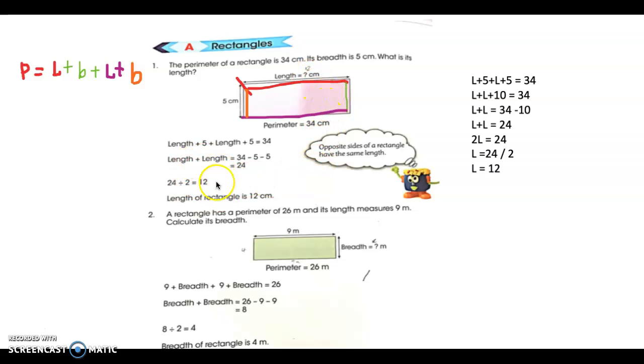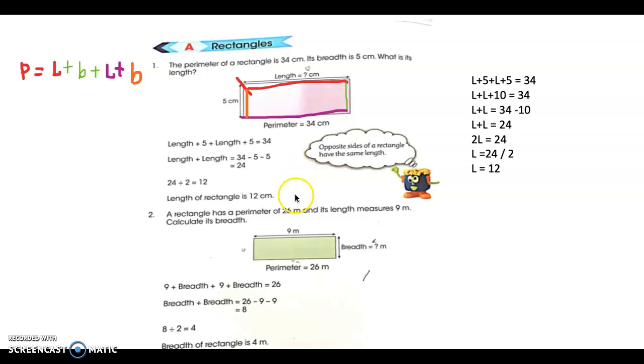Look at this one, just dividing by 2. We subtract 5 and 5, which is 10. I just said that and then brought it. And then 24 is for both sides, so just divide it by 2. 24 is for both lengths, so divide by 2 and then you will get the value for one side.